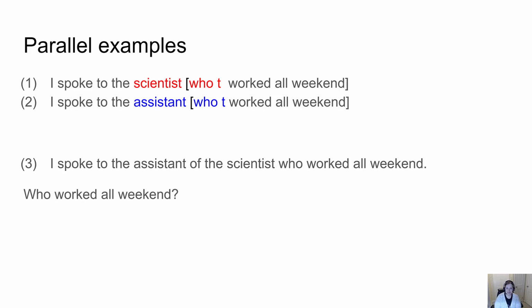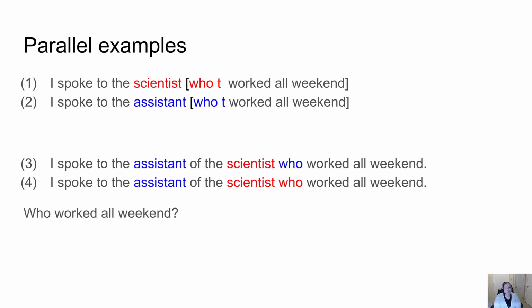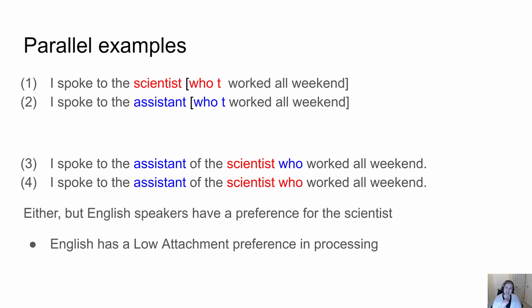Now, I'm going to put back in and make it 2 versions, and I'm going to color code it again, right? If I make the assistant blue and the scientist red, as I did in 1 and 2, I actually have 2 versions of 3. I'm going to call the other version 4 for the moment. There is a version where the who, right, the trace right after it, it's referring to, it's attached to the assistant, right? In which it's the assistant who worked all weekend, right? And in 4, it could be attached to the oblique DP, the scientist, and it's the scientist who worked all weekend. So the answer is either, technically, could be the one that worked all weekend.